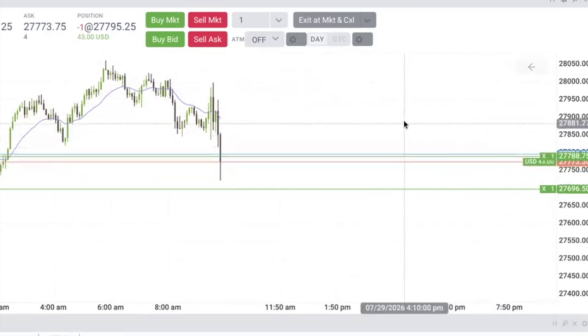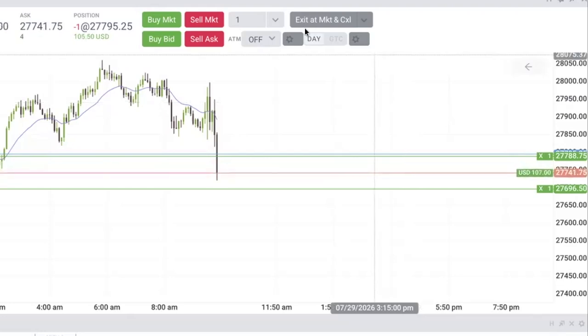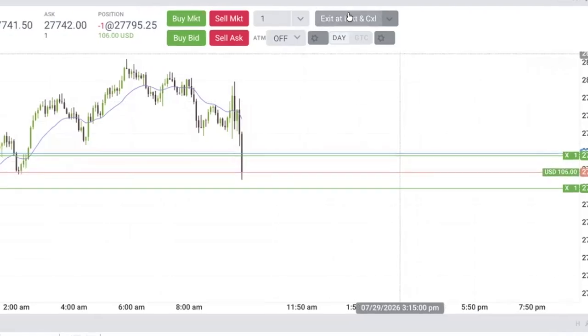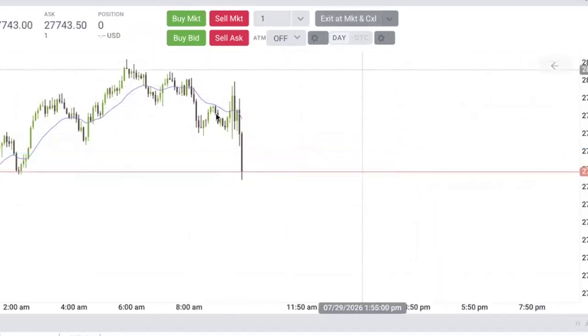So I'm just going to move it back up to break even. Okay, it's pushing down again. We have $100. I think I'm going to go ahead and take that. And what you do is click exit at market close. And you can see how now we've exited out of everything.